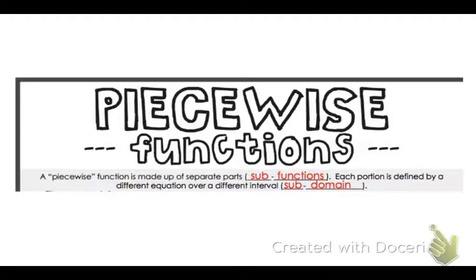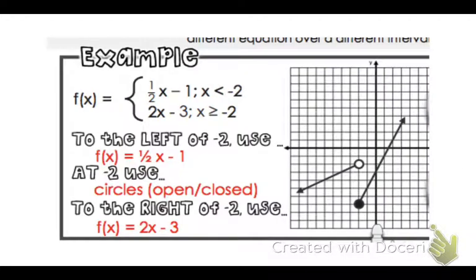The general idea of a piecewise function is I'm taking a piece of a graph and I'm only graphing it for a certain number of x values. The x values are indicated by using the inequality signs. So for this example, our function has two subfunctions.